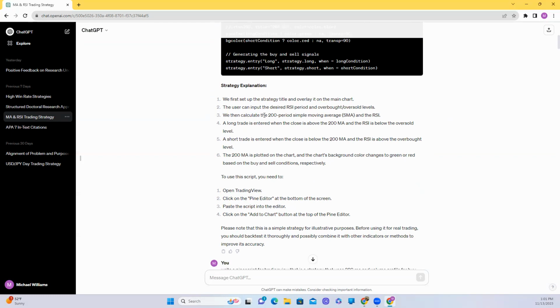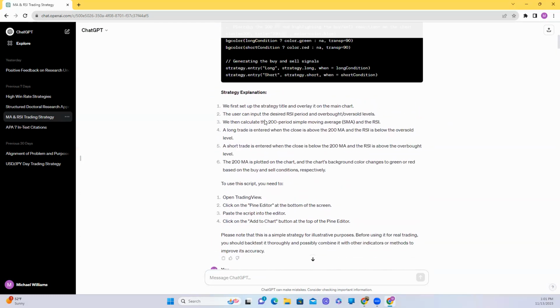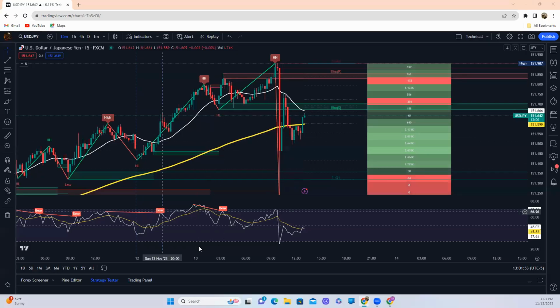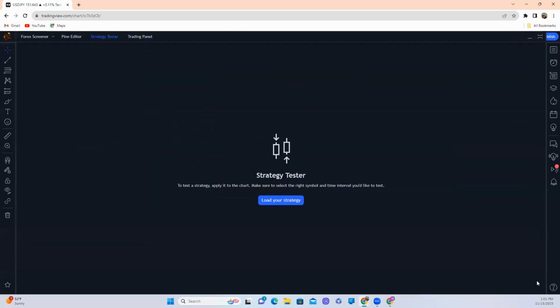Strategy explanation. Boom, boom, boom, boom, boom. Okay. All right. So that's that. So let me show y'all how this works. Once you got your strategy, you go to the Pine editor.